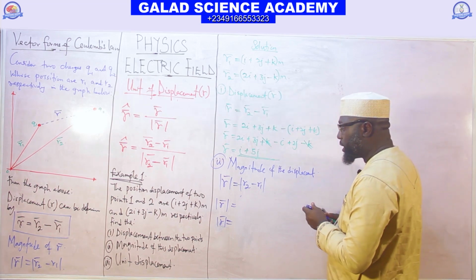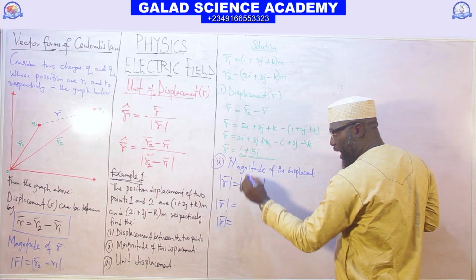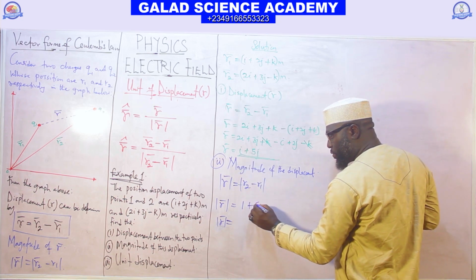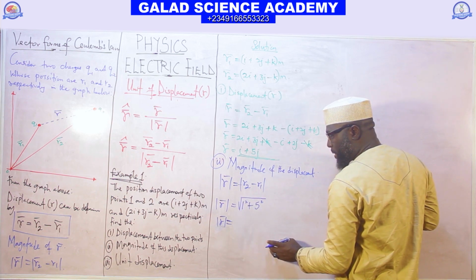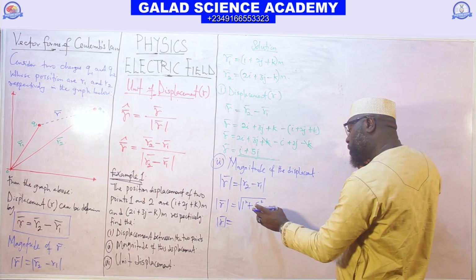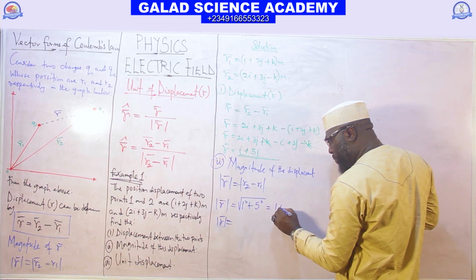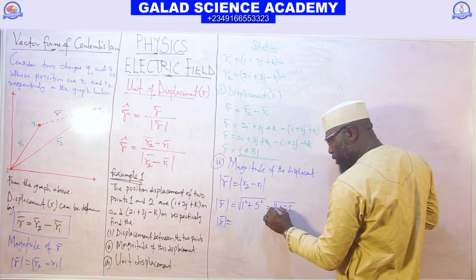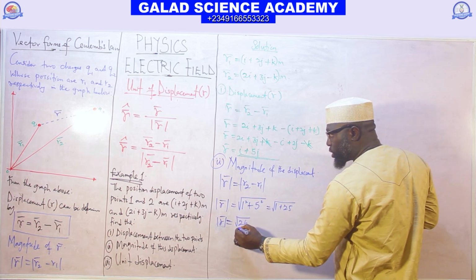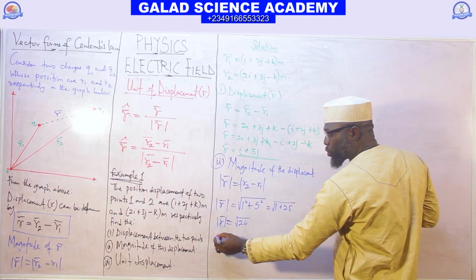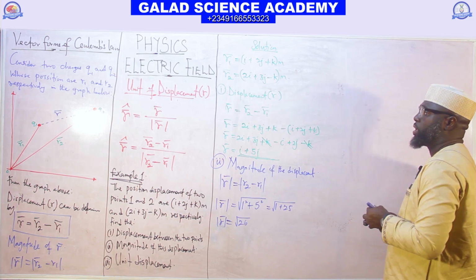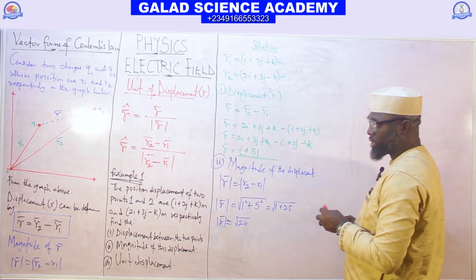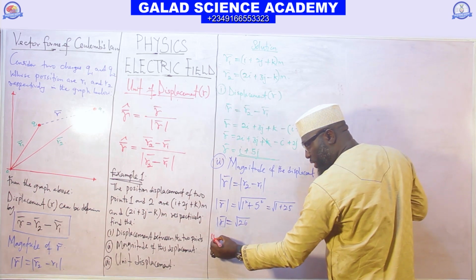We have i, we have 1, 5, square, square. So the magnitude of this, we have 1 plus 25. It will give you the square root of 26. Yeah, the last question is we are asked to find the unit displacement. Roman figure 3.